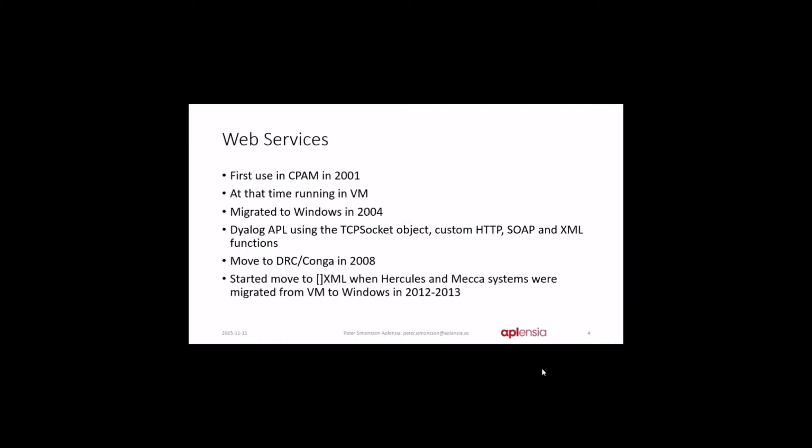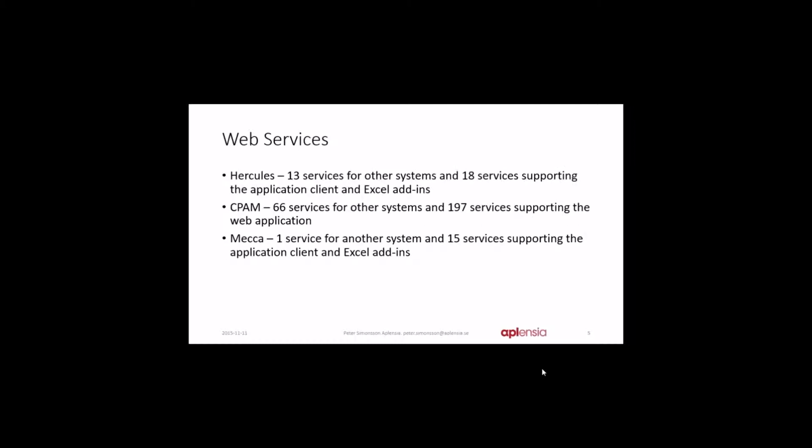A few years later, we started moving over to Conga, and yet another couple of years later, when the other two systems, Hercules and Mecca, were also migrated from VM to Windows, we started to move from using our own XML functions to make use of Quad XML. Some numbers on it.